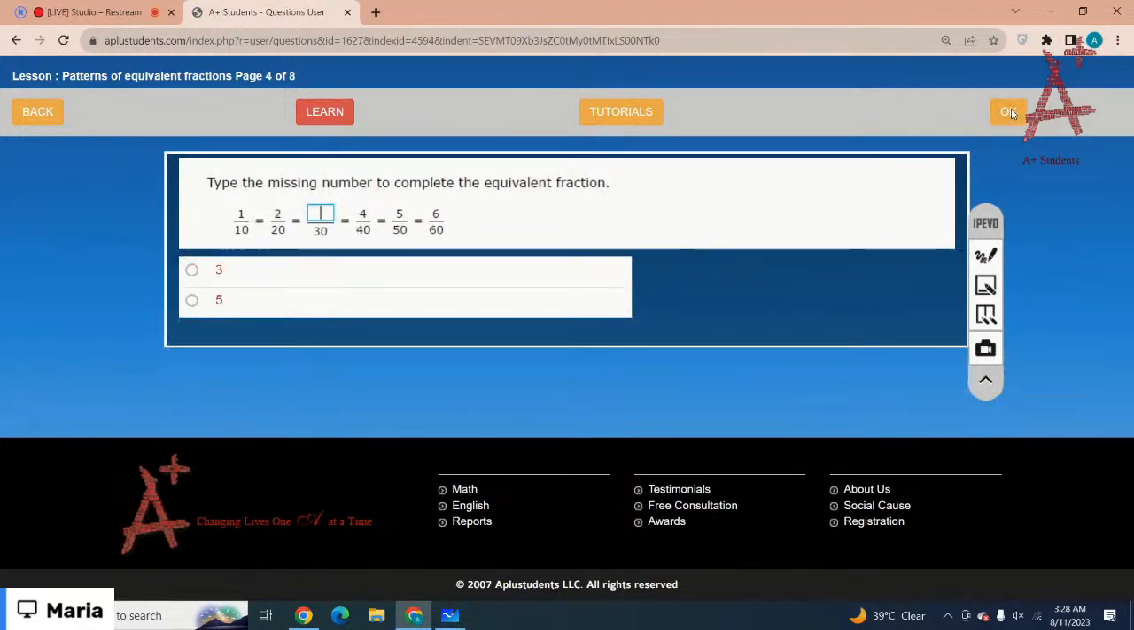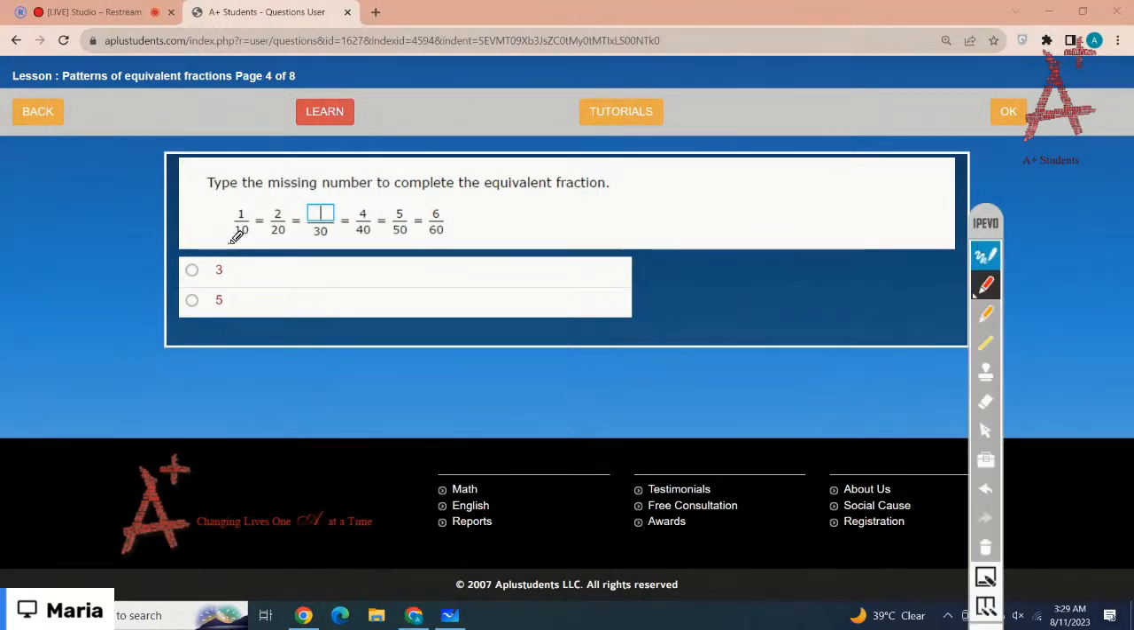Okay, type the missing number to complete the equivalent fraction. So which is the correct option? Which number is missing? Here you can see the first one is 1 over 10, right? And just look at this one. 10 times what number is 30? Denominator is 30. 10 times what number is 30? 10 times 3 is 30.